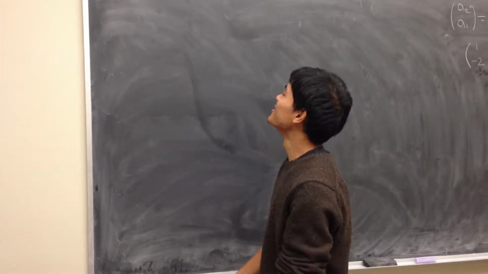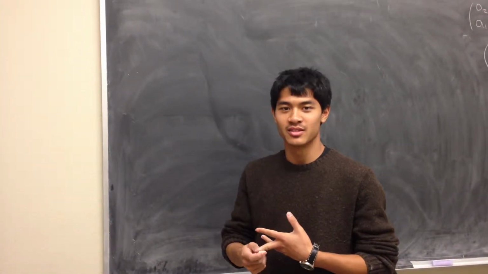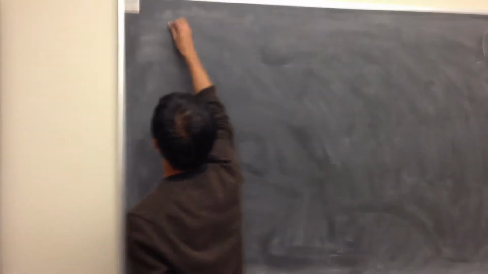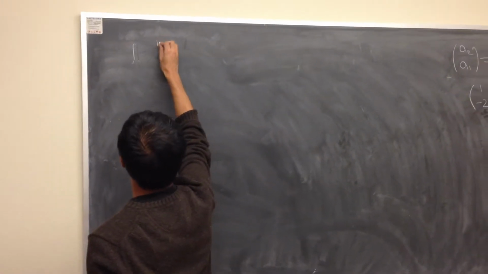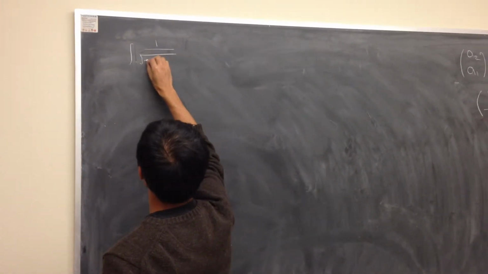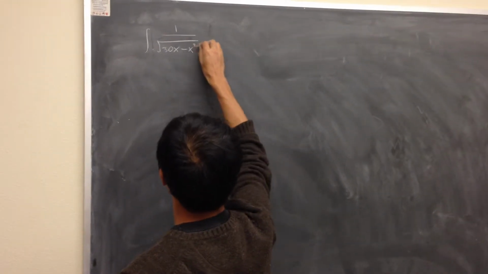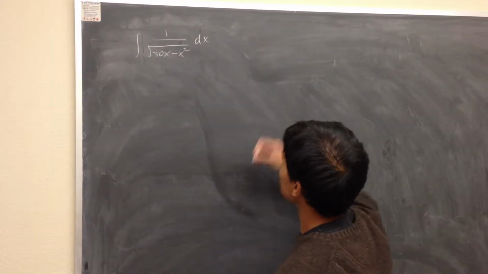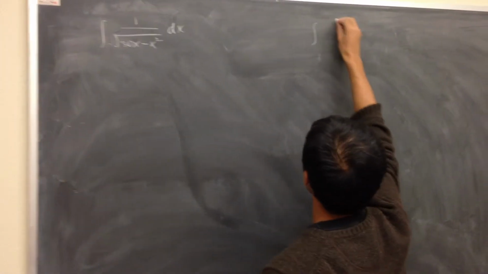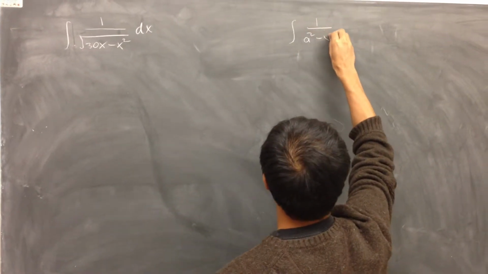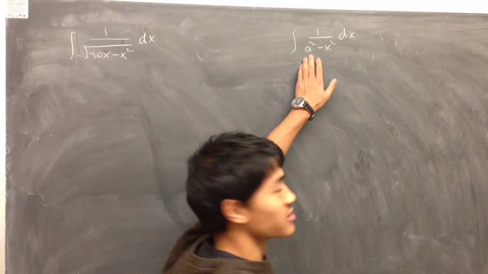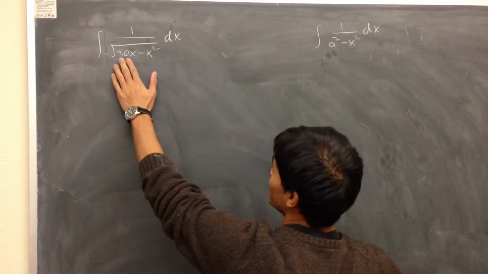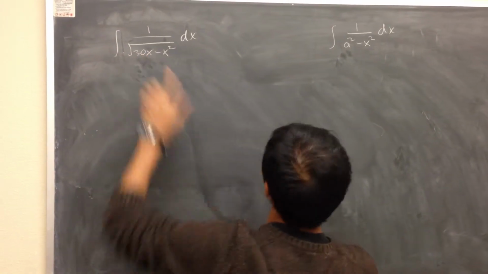Okay, so I'm going to do a problem that arises in trigonometric substitutions. The problem is we have an integral of 1 over the square root of 30x minus x squared dx. And we know how to solve integrals like this, where a is just a constant. But now, 30x is not a constant, it depends on x.